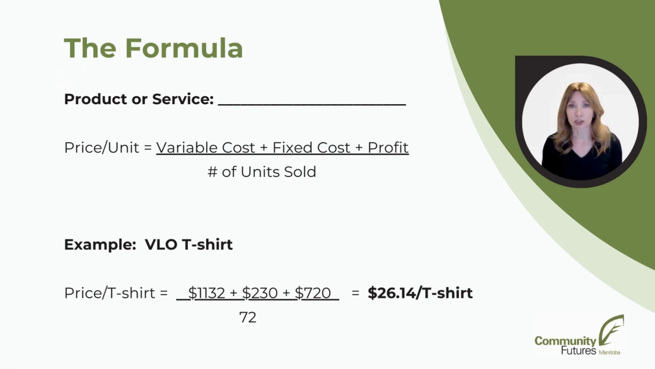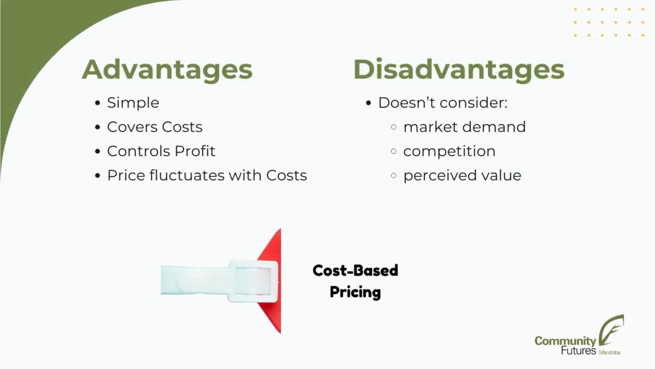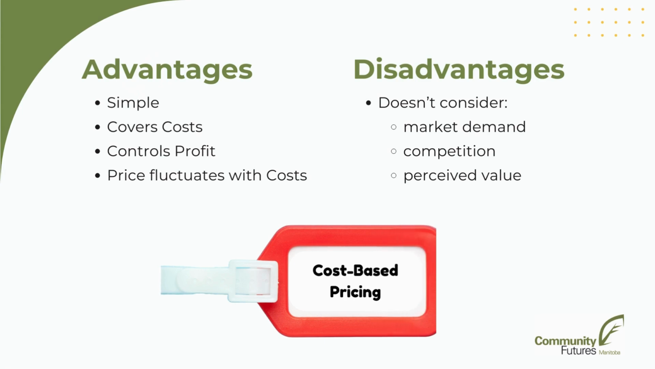I also broke my fixed costs down and took the portion that I needed to apply to the production and sale of my t-shirts for the month. That was $230. Then I added in my profit goal for this t-shirt, $10 per t-shirt sold, or $720 in total. And when I use the formula to divide this total cost by the number of t-shirts sold, I find that my price needs to be set at $26.14 per t-shirt.